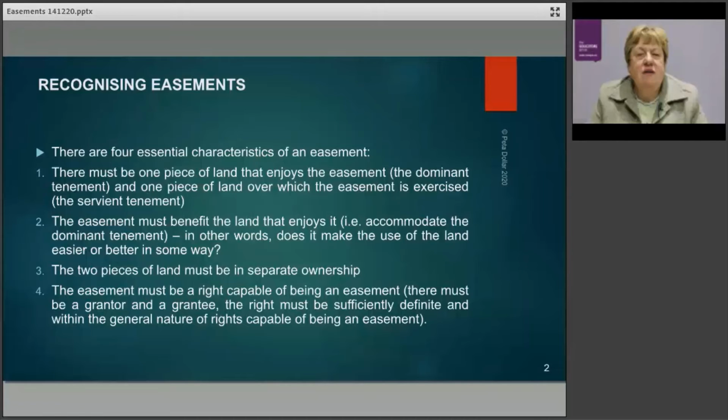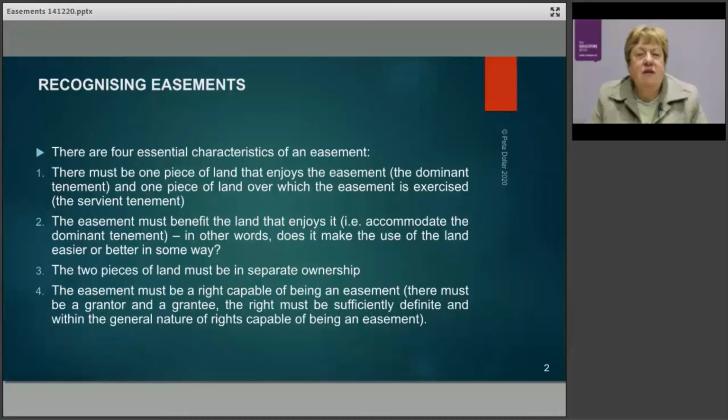Secondly, the easement must benefit the land that enjoys it. In other words, it must actually accommodate the dominant tenement or the benefited land. Does it make the use of that land easier or better in some way, as opposed to a right that benefits an individual but does not actually benefit their land?